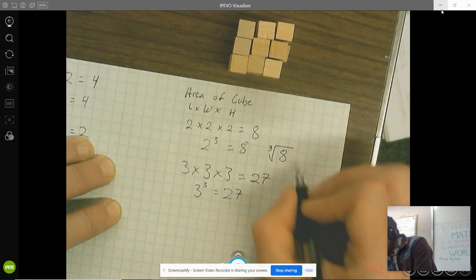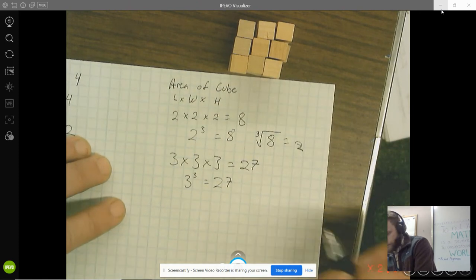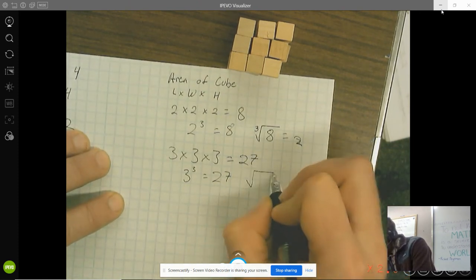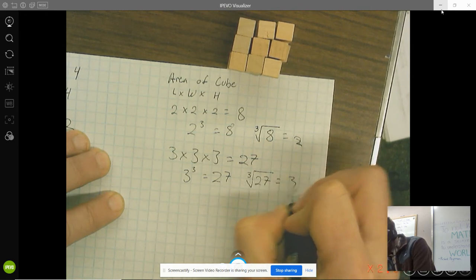That says cube root. The cube root of 8 is 2. Ooh, that's a bad 2. And the cube root of 27 is 3.